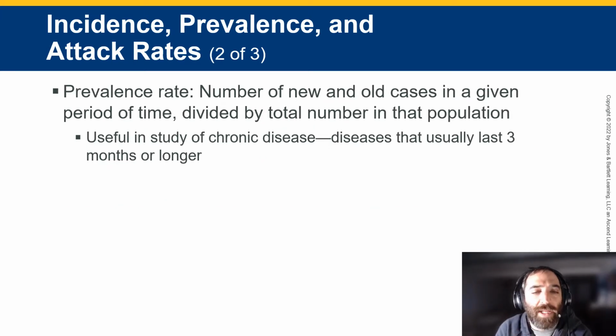And what if you wanted a number to represent the number of new cases of the disease plus the number of old cases of the disease over the last year? Well, that's the prevalence rate. So that alone doesn't tell you as much unless you knew the prevalence rate at the time period before that, right? So it's useful in studying chronic disease. Again, chronic disease is 3 months or longer.